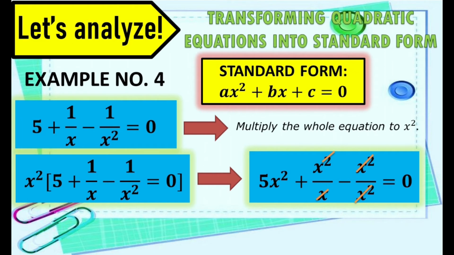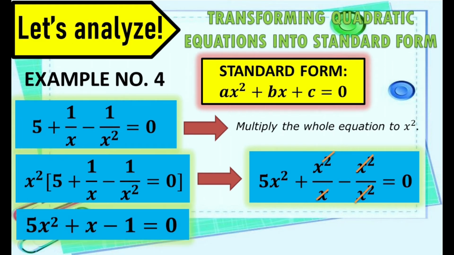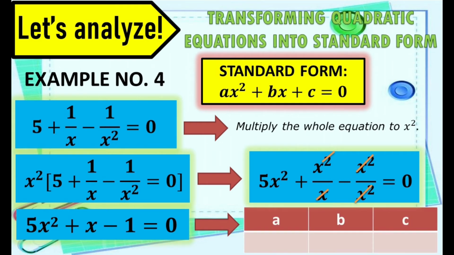So therefore, our resulting quadratic equation will be 5x squared plus x minus 1 is equal to 0. And for the value of the coefficients, our A is 5, B is 1, and C is negative 1.